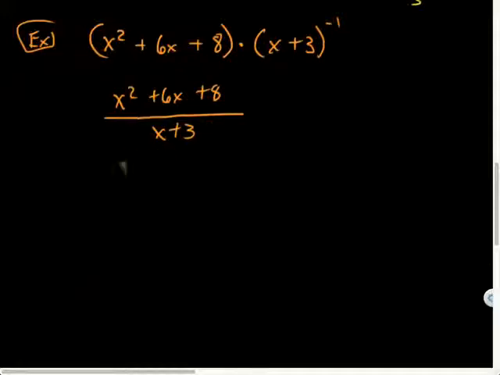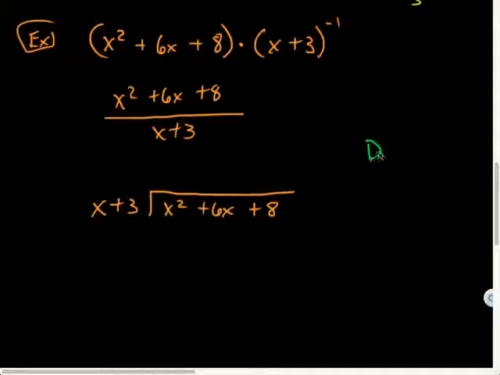So this is what we're going to do. I'm going to put x plus 3 on the outside of my little division symbol. On the inside, I'm going to put this x squared plus 6x plus 8. And we're going to divide, actually using exactly the same process. Divide, multiply, subtract, bring down, repeat. Okay? That looks scary, I realize. But we're going to be cool, don't you worry. It's going to be cool.